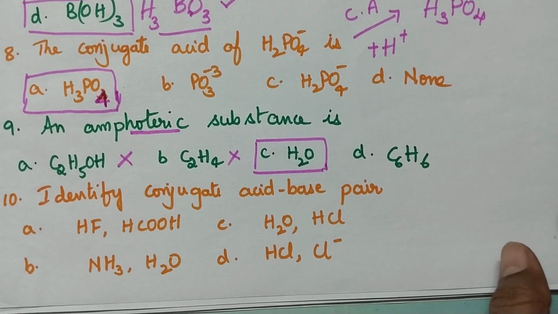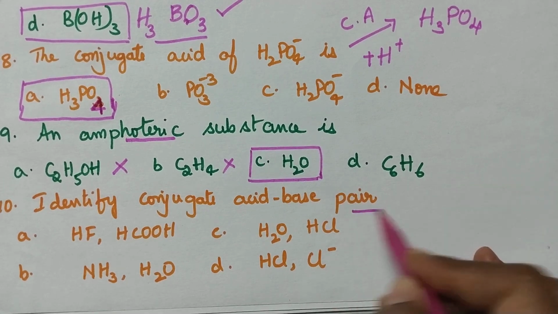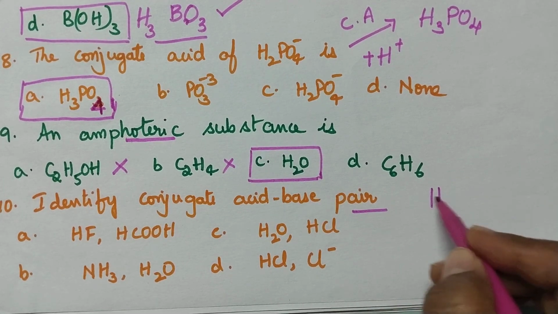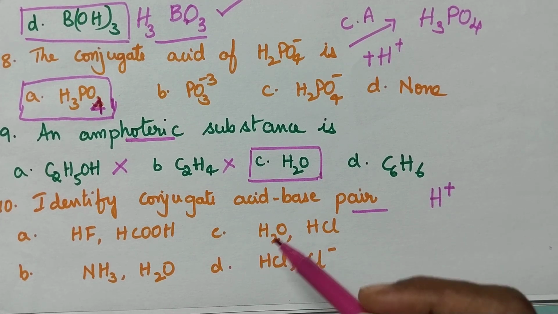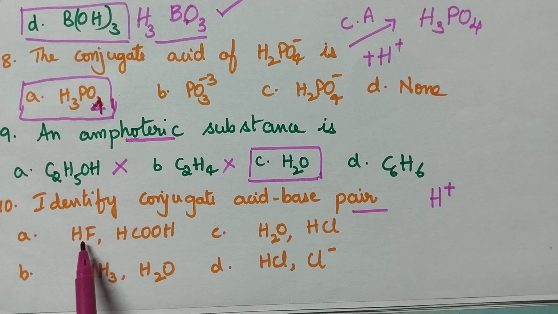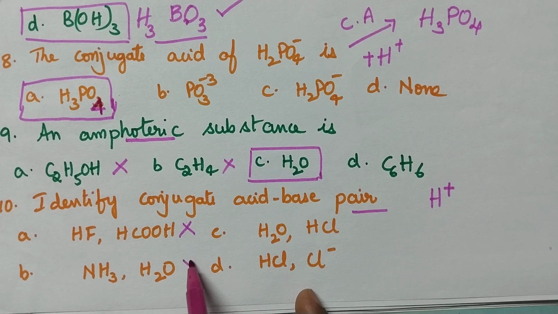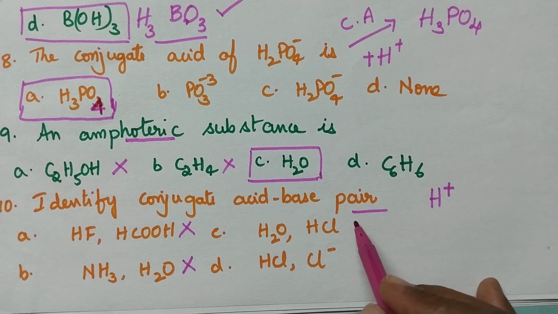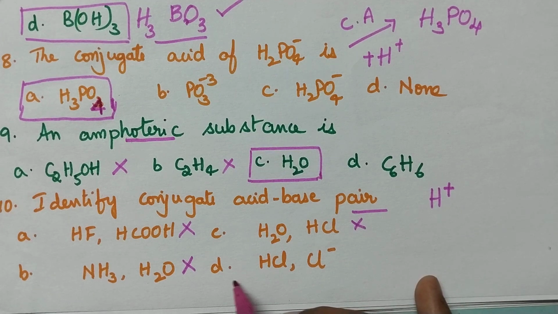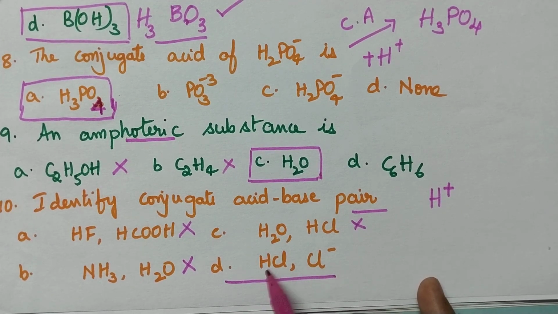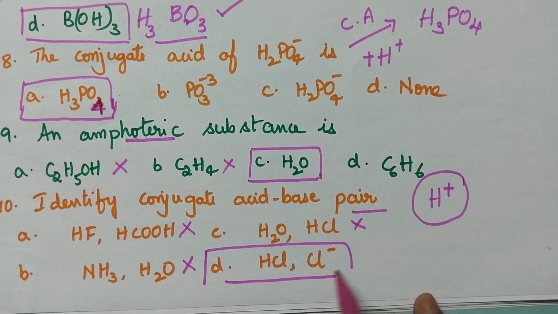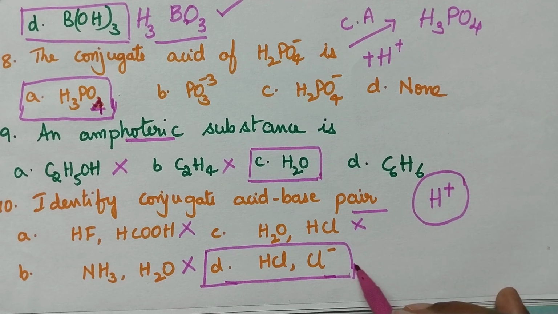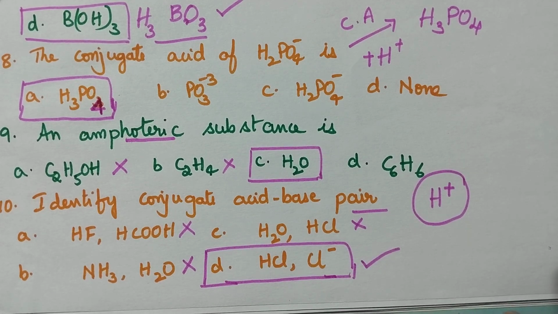Identify the conjugate acid-base pair. Conjugate acid-base pair means they differ by a proton. So we have to carefully examine the given options. When you observe option A, it is not at all a conjugate acid-base pair. B is not a conjugate acid-base pair. Also C is not a conjugate pair. But when you move to option D, they differ by only one proton and hence can be called a conjugate acid-base pair. So option D is the right answer.